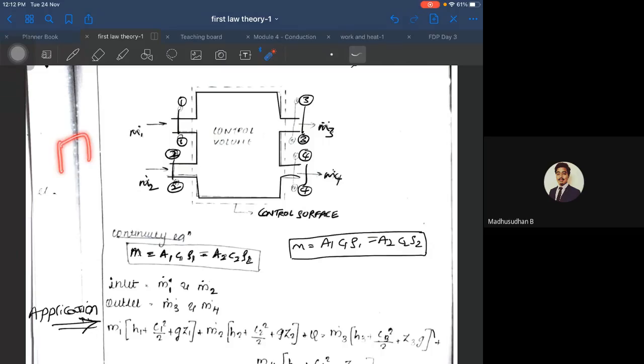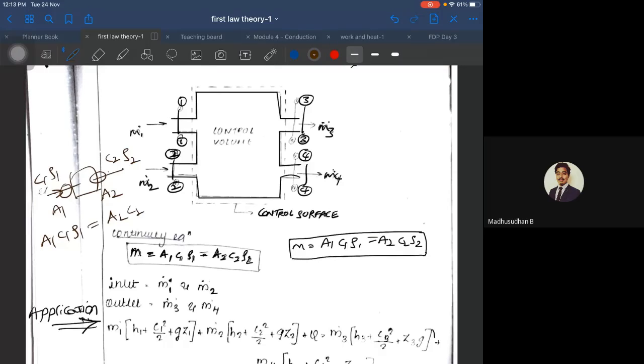So if there is a body like this, and fluid is flowing with velocity C1 with the density ρ1, and the area of cross section is A1 at the inlet. If there is an outlet with an area of cross section A2, fluid flowing with C2 which has the density of ρ2, then A1 C1 ρ1 must be equal to A2 C2 ρ2. That is known as the continuity equation. It is derived from the law of conservation of mass, which says m1 should be equal to m2. If you multiply all these three, you'll get m1. So the continuity equation says A1 C1 ρ1 must be equal to A2 C2 ρ2.